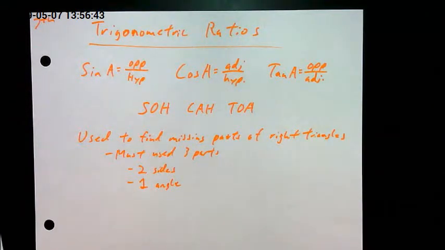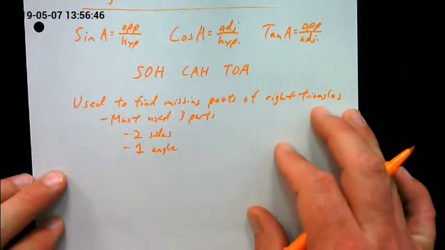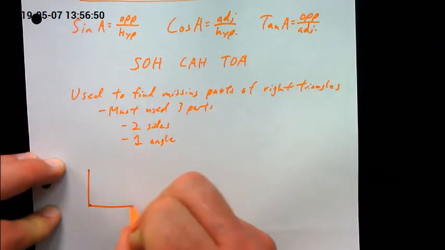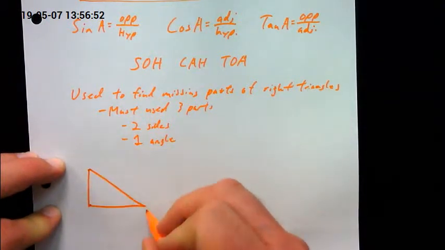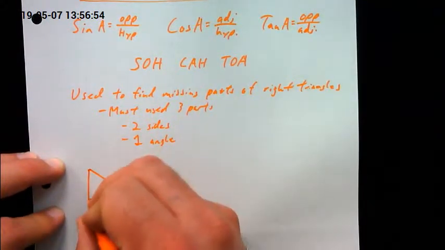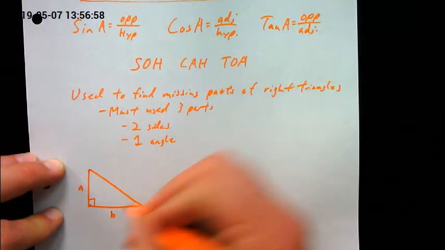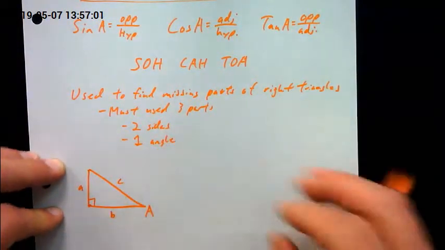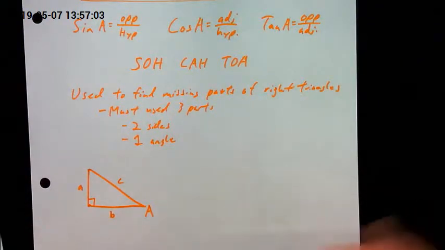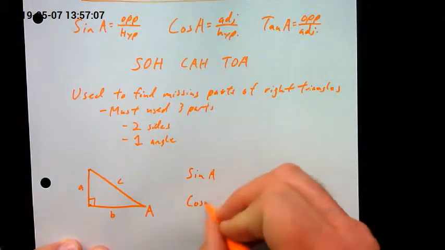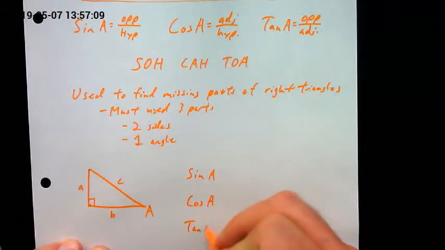All right, so let's set up a triangle here using our ratios. So I'm going to draw a triangle. I'm going to label this as angle A. This will be my right angle. Across from A will be lowercase a. Next to A, I'm going to put lowercase b. And the hypotenuse I'm labeling as C. And I first want to identify the sine of A, the cosine of A, and the tangent of A.